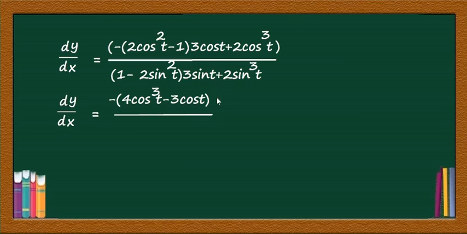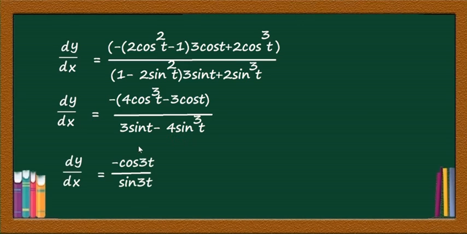In the denominator, 3 sin t minus 4 sin cube t. And 4 cos cube t minus 3 cos t is cos 3t, and 3 sin t minus 4 sin cube t is sin 3t. We will have dy by dx equal to minus of cos 3t divided by sin 3t, that's equal to minus cot 3t. And with this much, I'll conclude this video, and I'll continue with the other problems in the next video. Thank you.